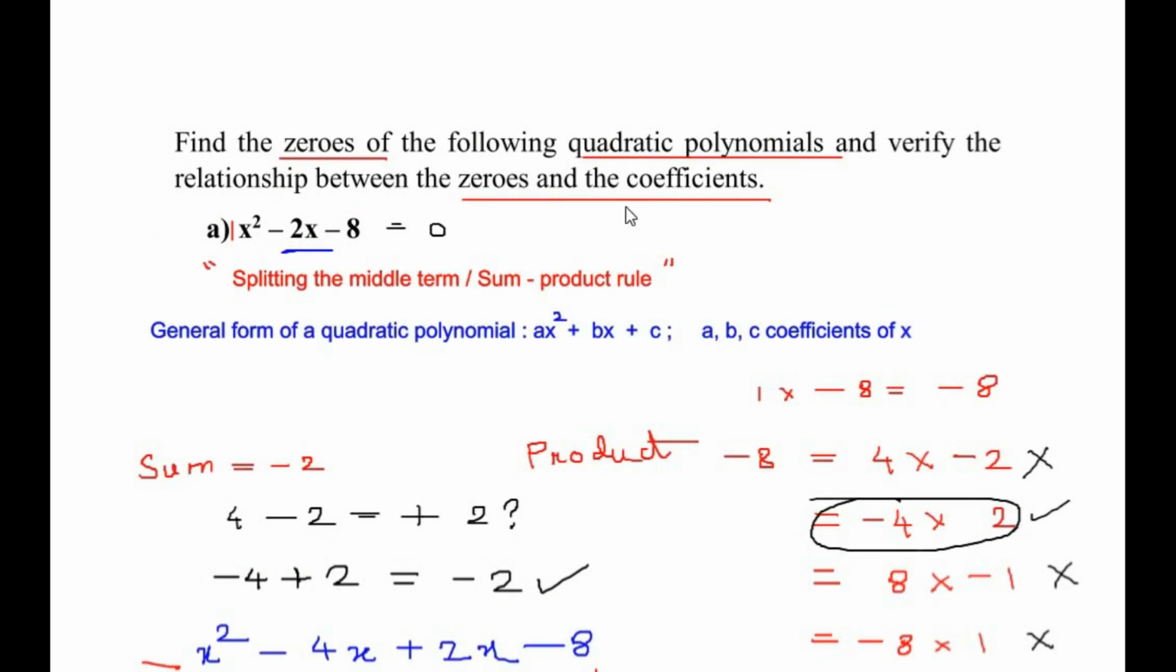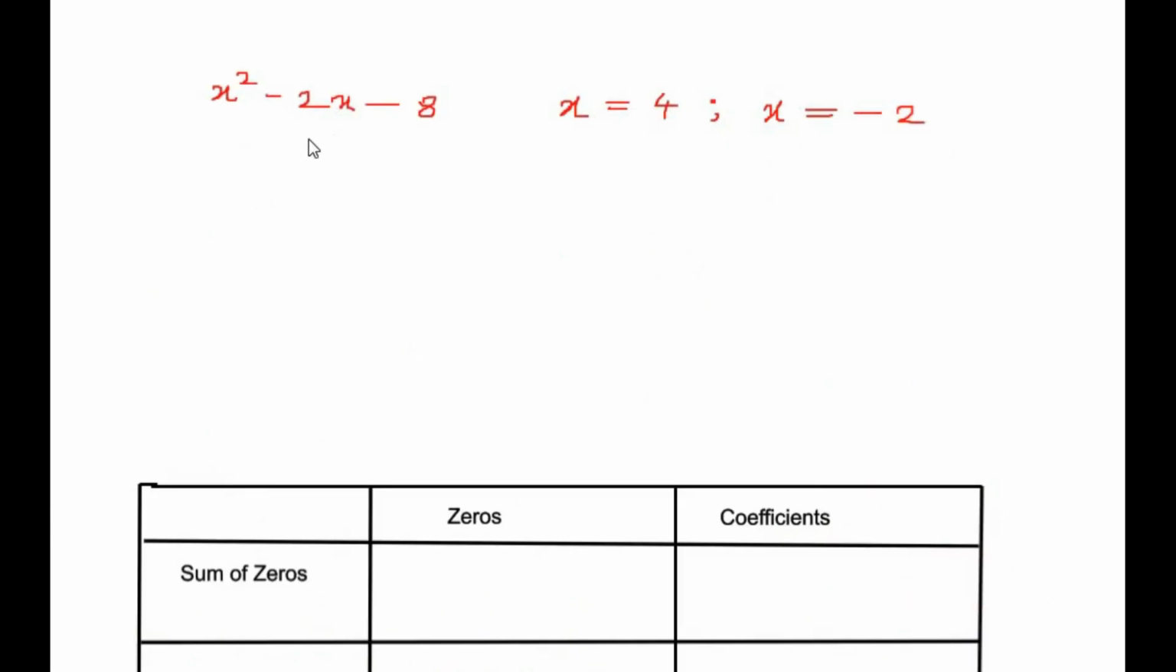Now let us look at the second part of this question, where we have to verify the relationship between the zeros and the coefficients. I have written the question again, x square minus 2x minus 8, and these were the two zeros we got. For the zeros of the quadratic polynomial, we can write alpha is equal to 4 and beta is equal to negative 2. This is the representation of the zeros for quadratic polynomials.